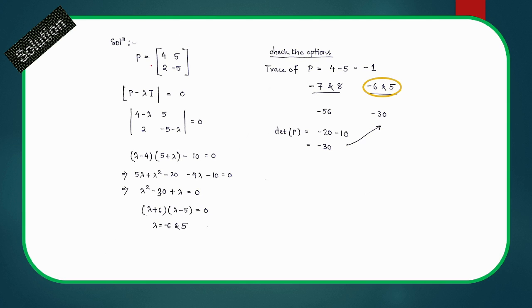Coming to the solution of the first question, the given P matrix is [4, 5; 2, -5]. As per the definition of eigenvalue, we calculate the determinant of P minus lambda I, which should equal 0. So the determinant of [4 minus lambda, 5; 2, -5 minus lambda] equals 0. Multiplying the terms and simplifying, we finally get a quadratic equation. Factorizing, we get lambda equal to minus 6 and 5. So the eigenvalues are minus 6 and 5.